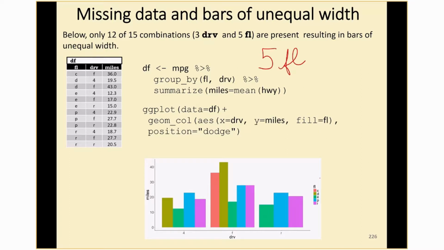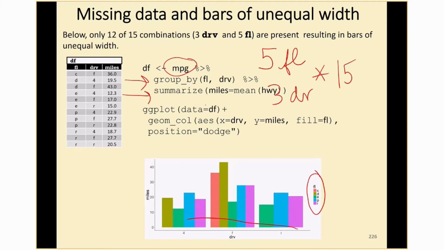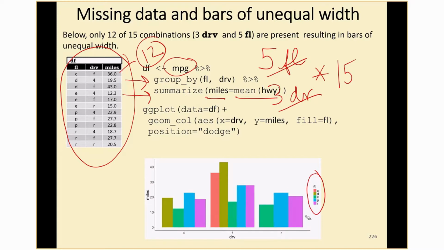There's my 5 levels of fuel and 3 levels of drive. Now what you'd expect is that with 5 fuels and 3 drives, multiply those together, you should have 15 records. But if I actually took MPG, grouped by fuel and drive, and then created this summary statistic miles, which is the average of highway mileage, I get a data frame that looks like this that has only 12 records. And the reason it has only 12 records is that some of these combinations of fuel and drive are missing. The reason that becomes a problem is pretty obvious when we look at the plot.